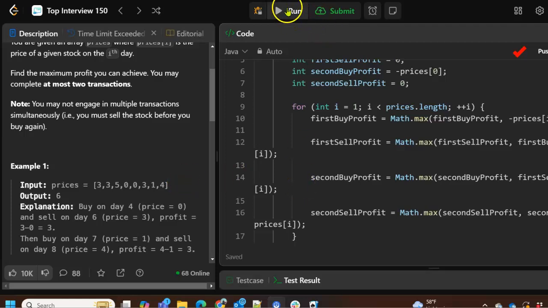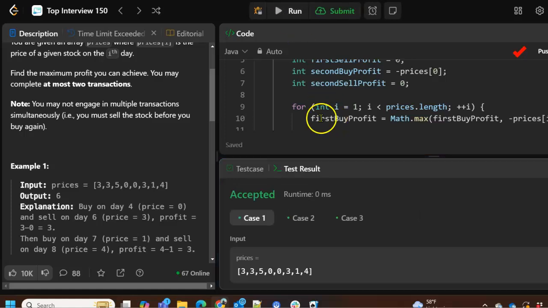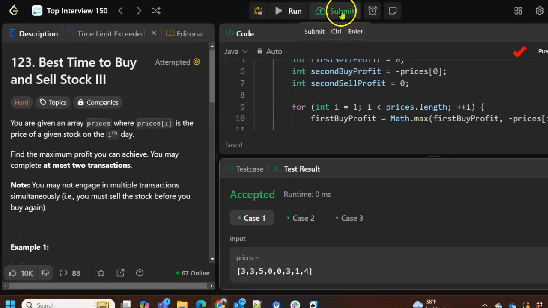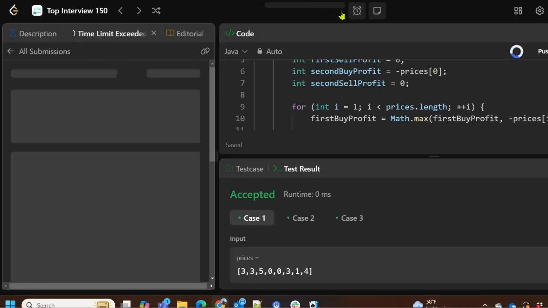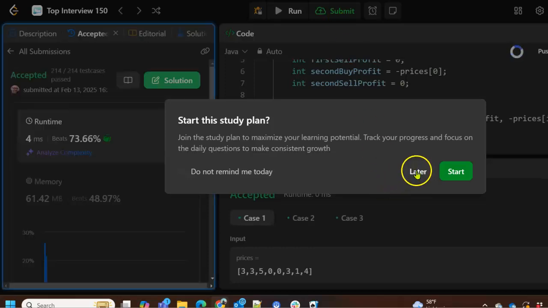All right, let's try and run this. All right, that is accepted. Submit. This is an O of N algorithm, so it should be fine on the time.